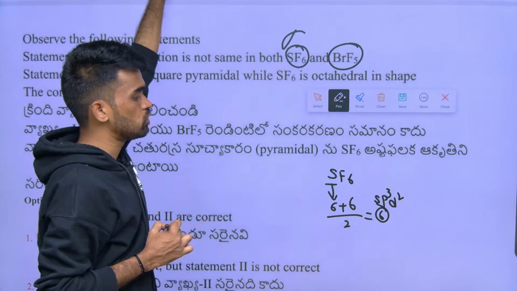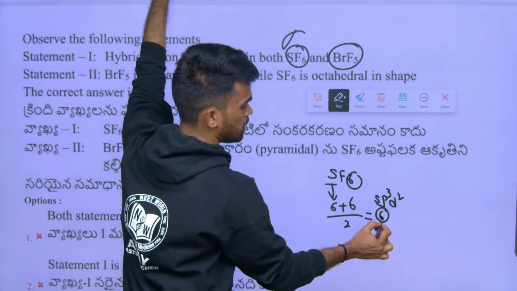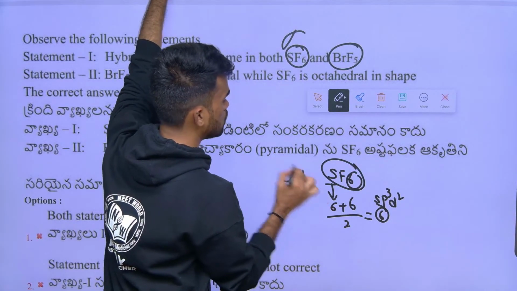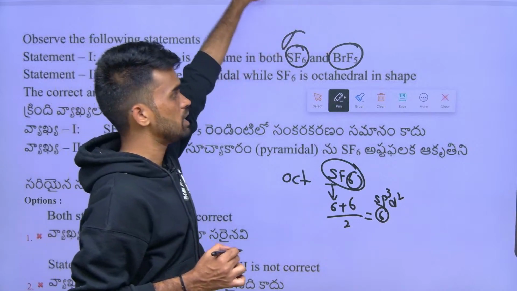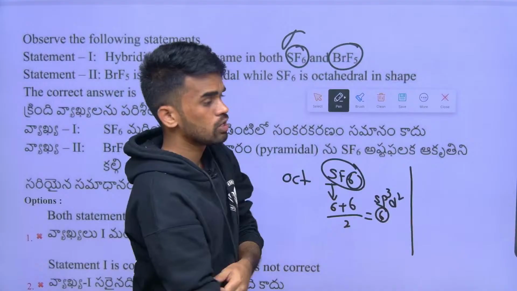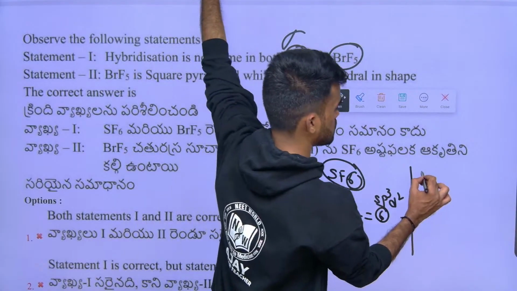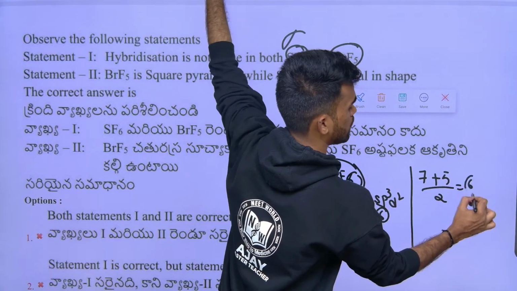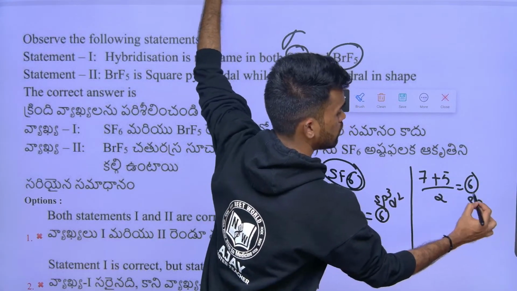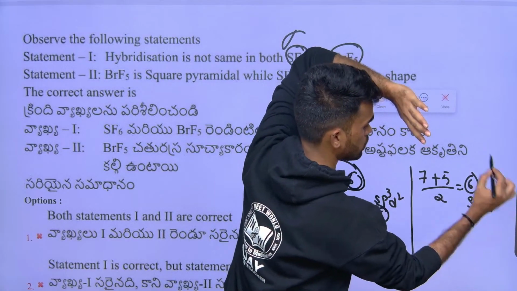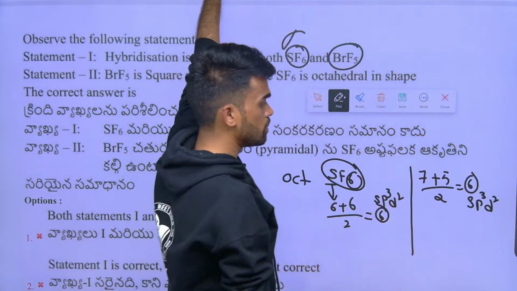Okay, sp3d2 with 6 surrounding atoms, 6 hybrid orbitals, so we can get octahedral geometry for this. And for BrF5, bromine is a halogen, group 17 element, so valence electrons are 7, surrounding atoms are 5. 12 by 2, so we will be getting 6. So hybridization is 1 s orbital, 3 p orbitals and 2 d orbitals. So sp3d2 hybridization.